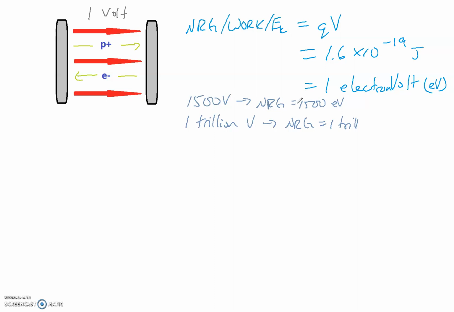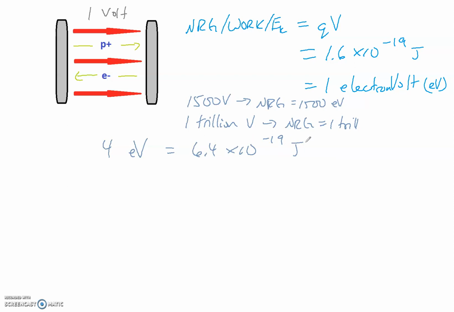If you've got, let's say, 4 electron volts, how many joules would that be? Well, 1 electron volt is just 1.6 times 10 to the negative 19. So you multiply that by 4, and 4 times 1.6 is going to give you 6.4 times 10 to the negative 19 joules.